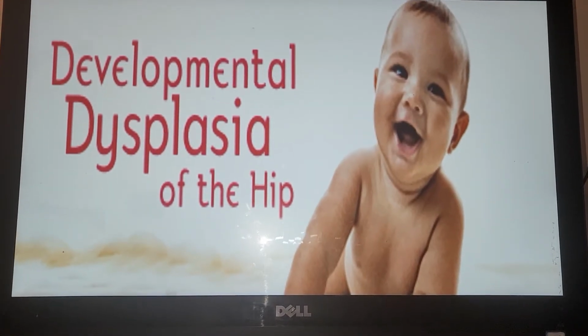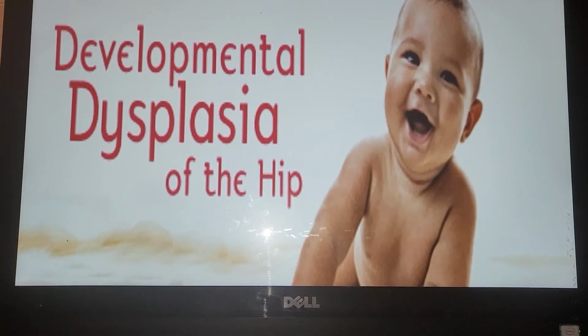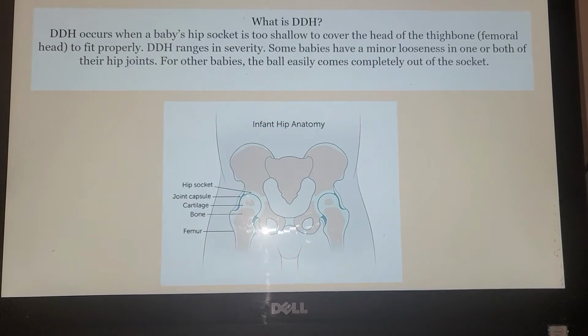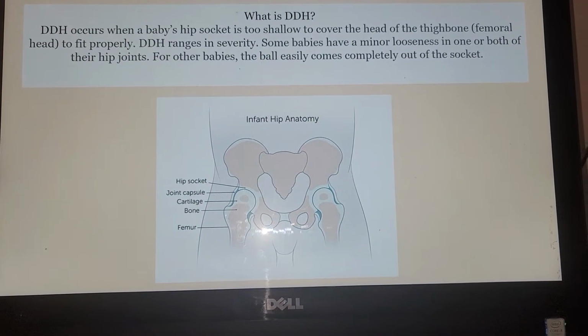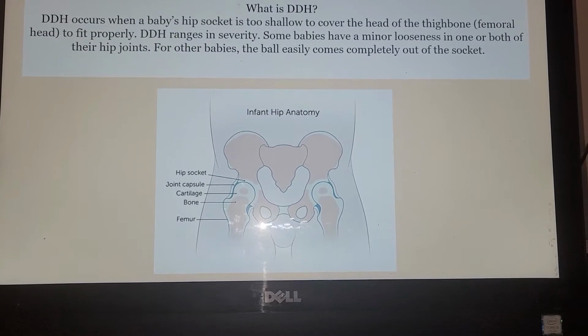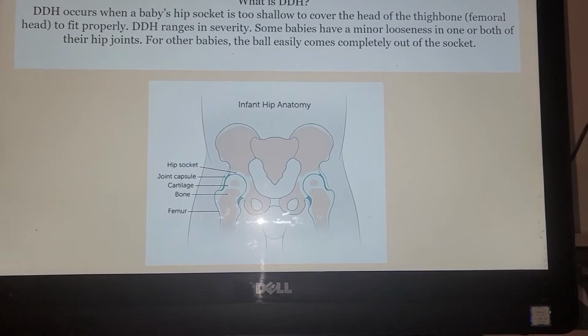For my pediatrics project, I did it on developmental dysplasia of the hip. So what is DDH? DDH occurs when a baby's hip socket is too shallow to cover the head of the thigh bone, the femoral head, to fit properly. So DDH ranges in severity.